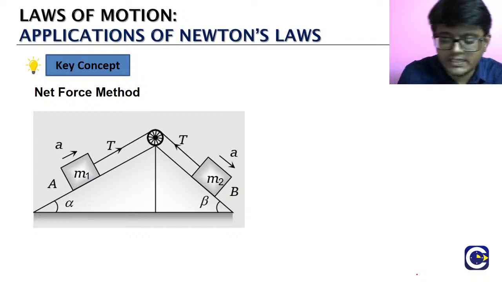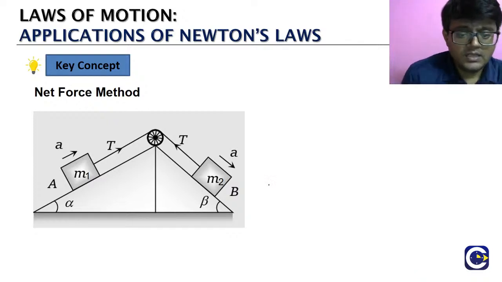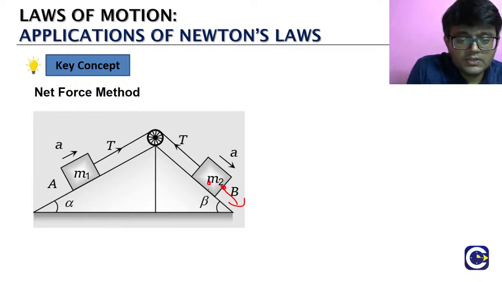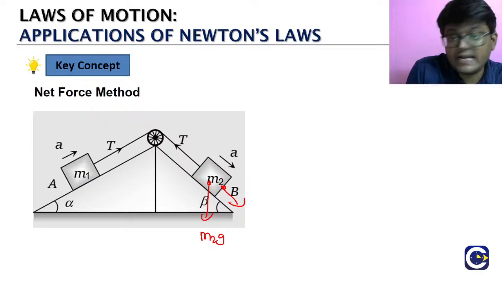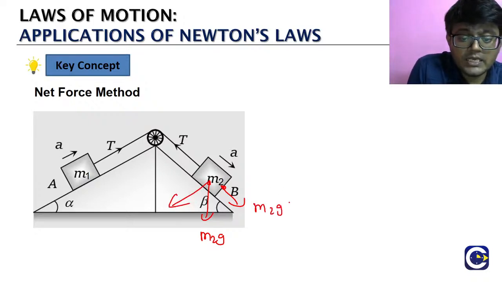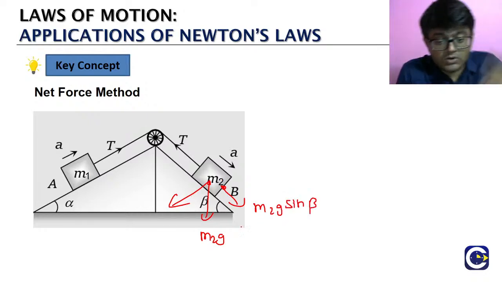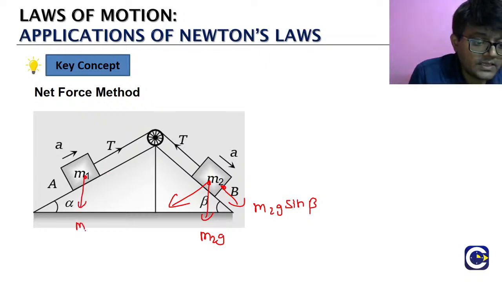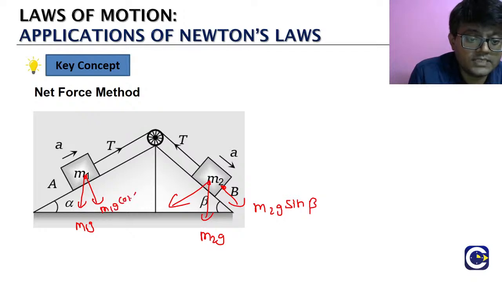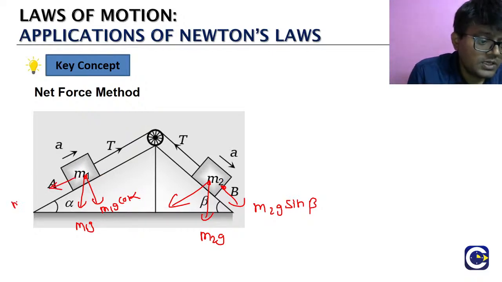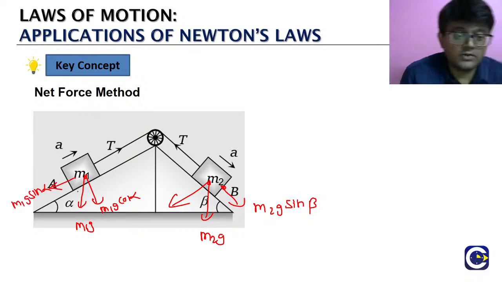இது என்னது? இதுல என்ன வருது பாருங்க. ஸோ இந்த பக்கம் புல் பண்ண மாதிரி வாட் இஸ் த ஃபோர்ஸ்? m2g will be acting downwards. அதை நம்ம காம்பனண்ட்டாக ரிசால்வ் பண்ணால் m2g sin பீட்டா வரும். இந்த பக்கம் கீழே புல் பண்ண மாதிரி. இங்கே என்னது? m1g vertically downwards ஆக்ட் ஆகும். ஸோ m1g cos alpha vertically perpendicular to the plane வரும். m1g sin alpha இந்த பக்கம் இருக்கும்.